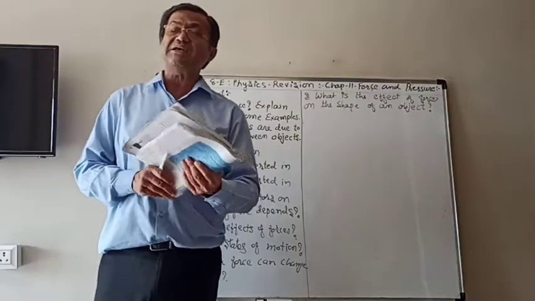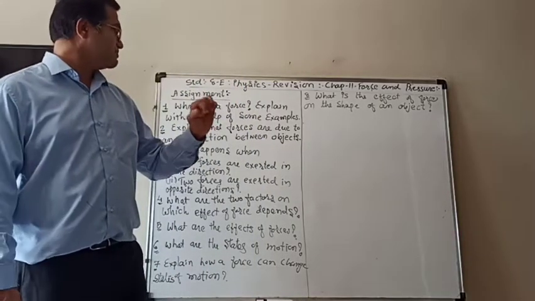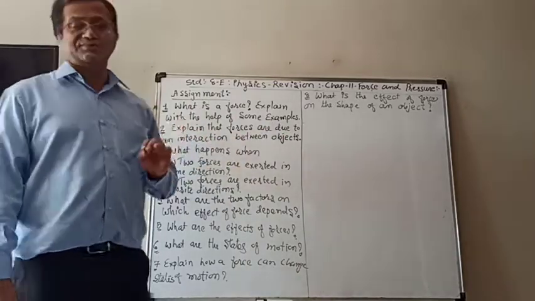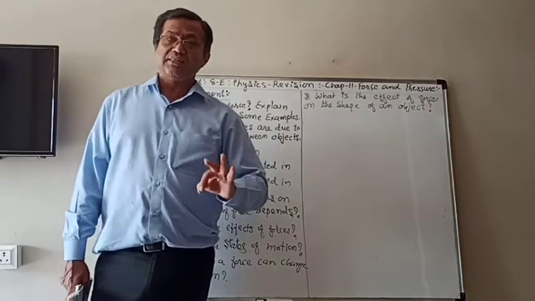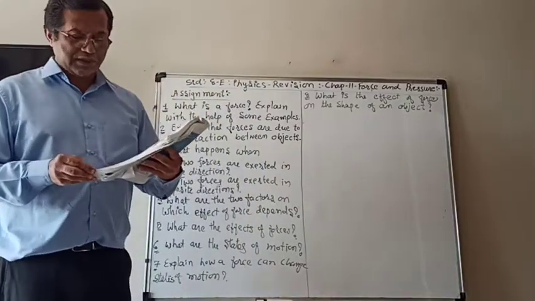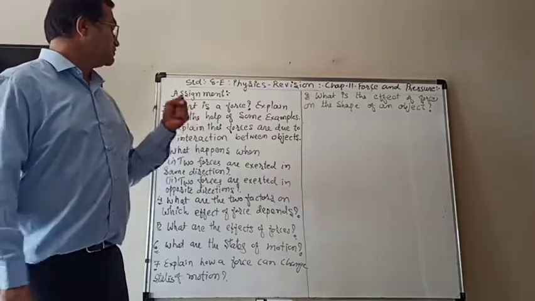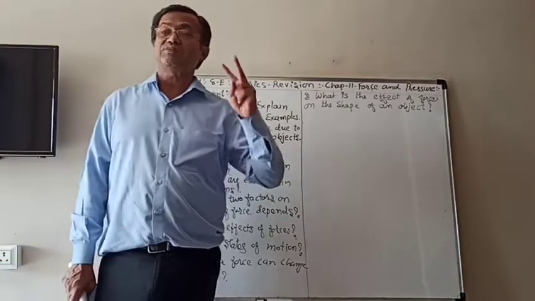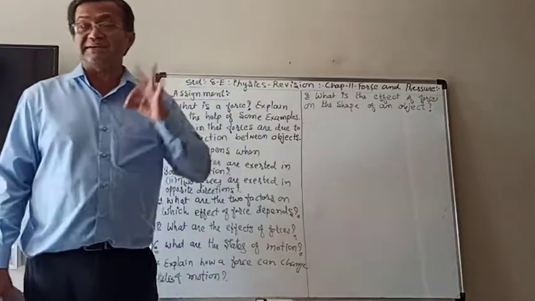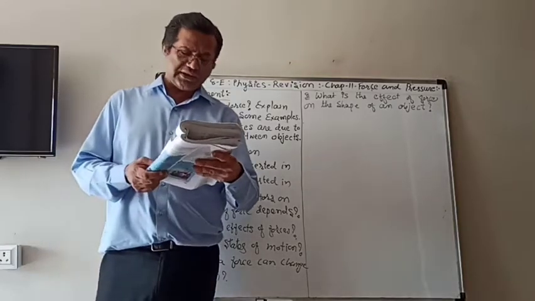So there must be an interaction between at least two objects for force to come into play. So the forces are due to an interaction between objects. Without interaction, force cannot come into play. That is the thing you have to remember: forces can come into play when there is interaction between at least two objects. It can be between two or more objects also, but at least two objects must have interaction so that force can come into play.